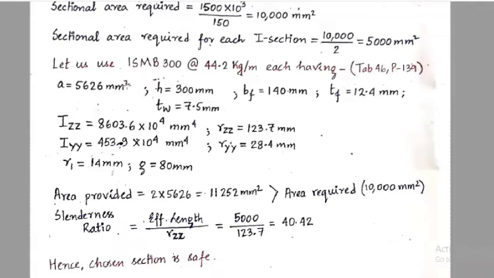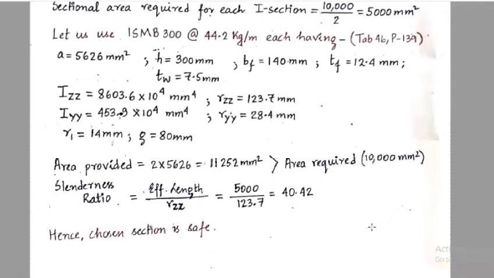5626 millimeters square. So for two I-sections, it is 11252 millimeters square. Now this is clearly greater than the required area that we had calculated earlier, which was equal to 10,000 millimeters square. Done. Okay. The section is safe.